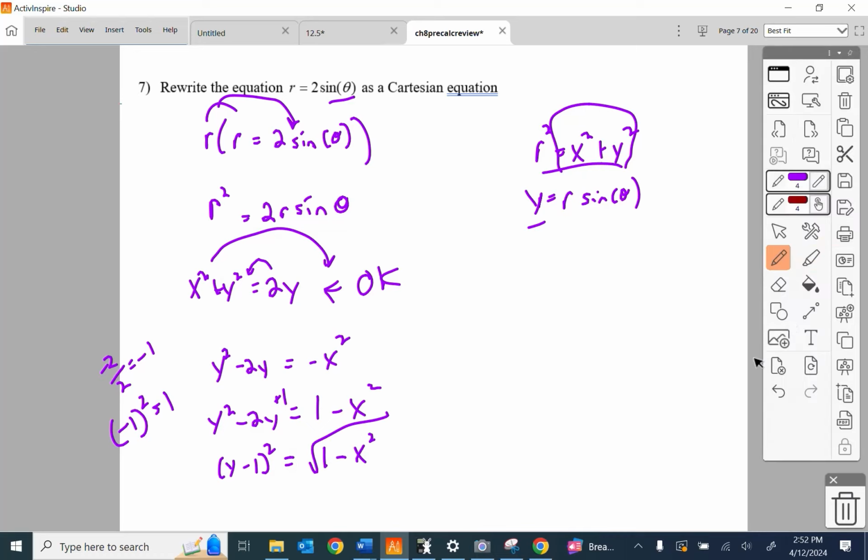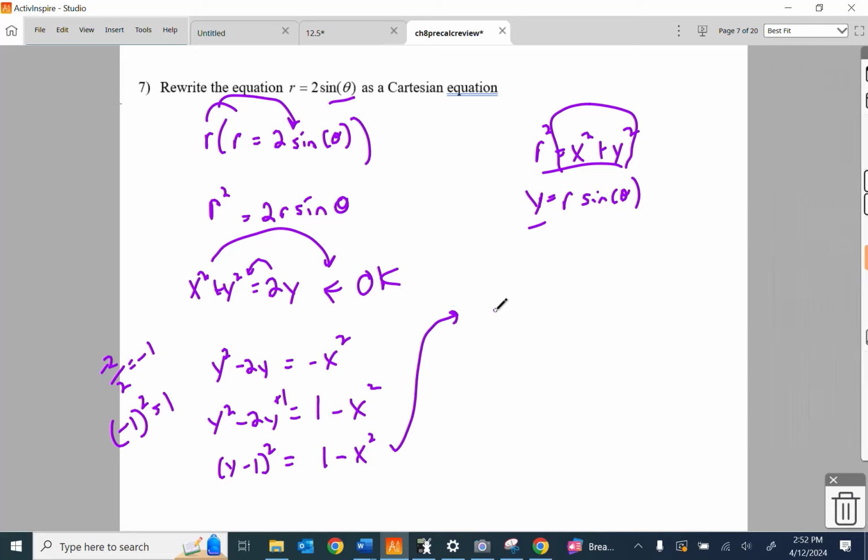Don't know why I put the square root symbol there yet. Ahead of myself. I put the square root symbol there because the opposite of squaring is square rooting. And I need the plus or minus symbol here, by the way. And then I just move the 1 over. y equals 1 plus or minus the square root of 1 minus x squared.